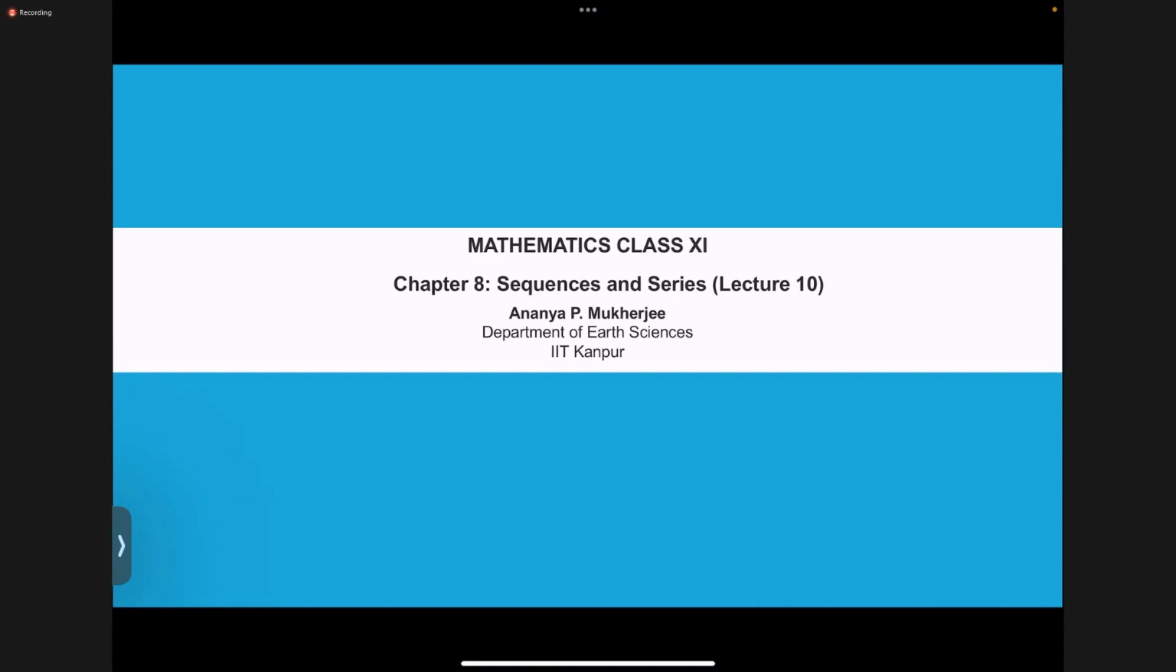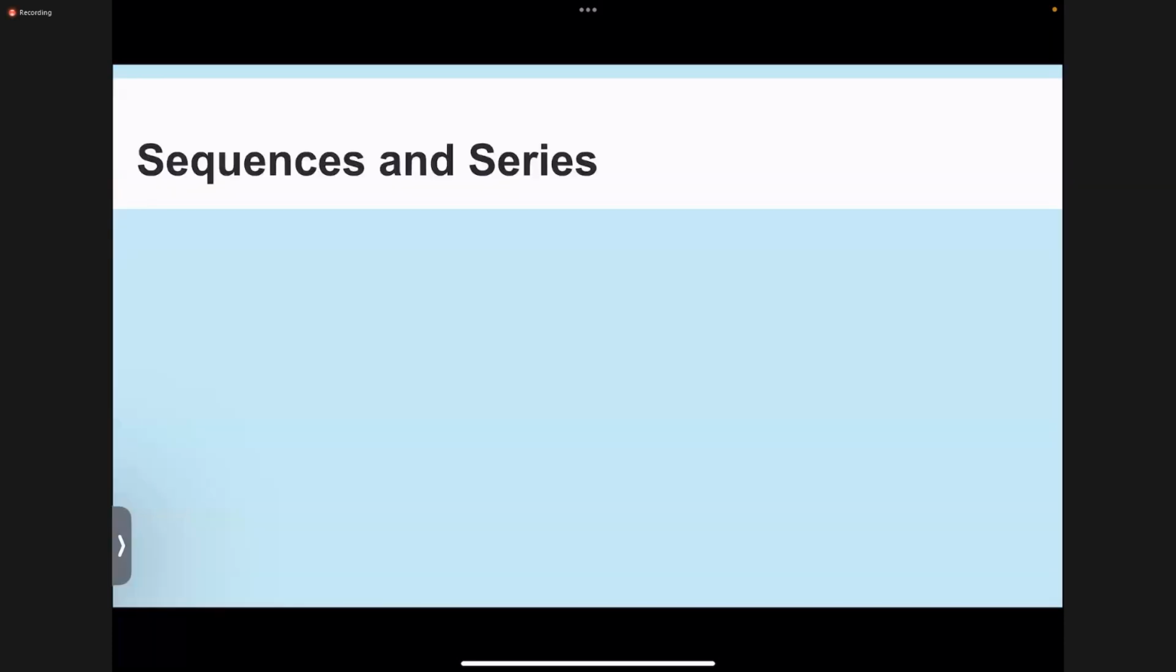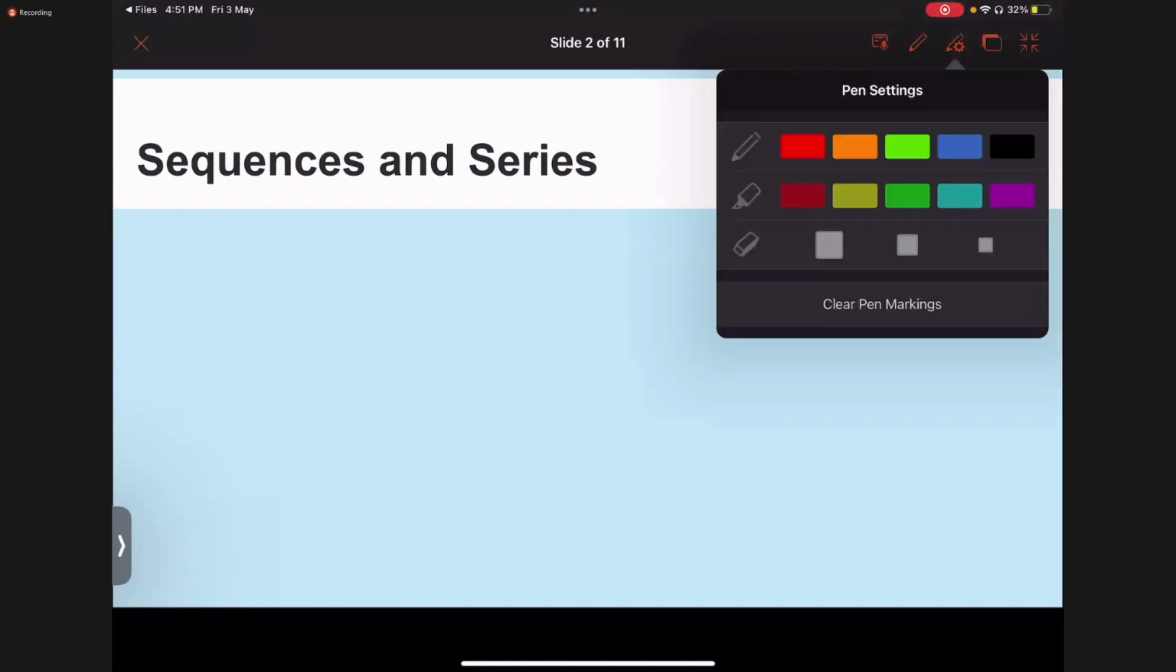Then we also saw what is the geometric mean and the arithmetic mean, and what is the relationship between the arithmetic mean and the geometric mean. So let's start off by quickly revising all the different formulae that we have. We will start with your arithmetic progression or arithmetic series.